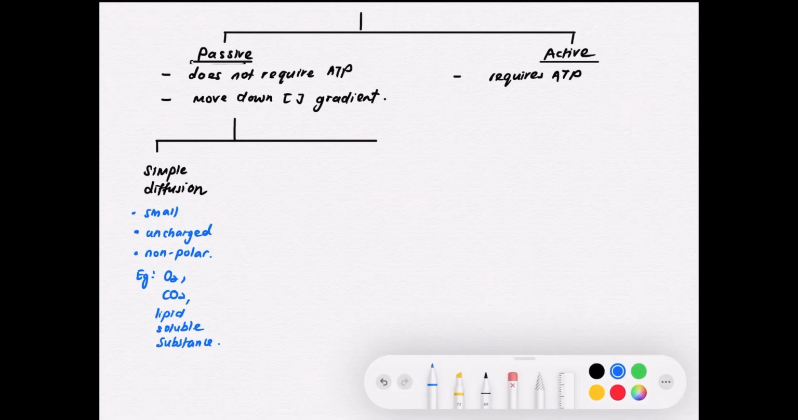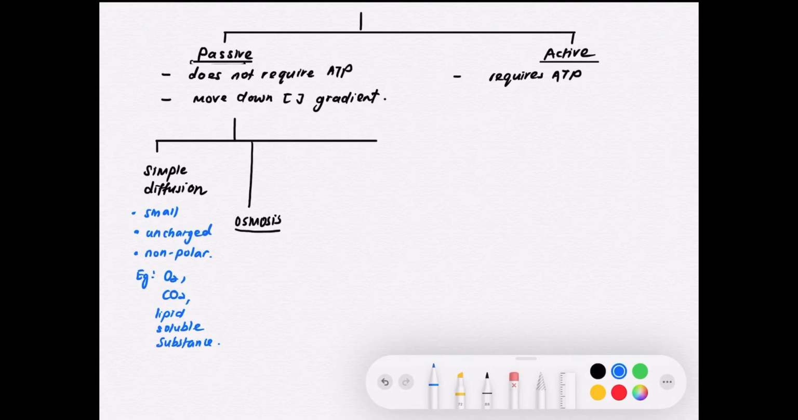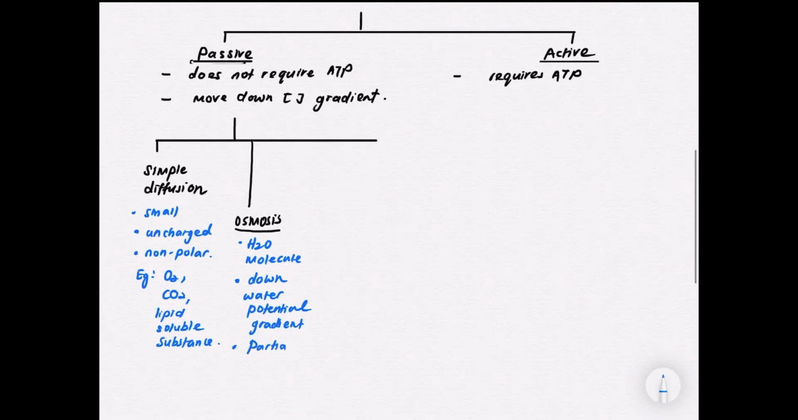Another type of transport, we have osmosis. Osmosis is actually similar to diffusion. It's just that it's exclusively meant for water molecules. And the movement of water molecule is down water potential gradient. We don't use the word concentration. Through a partially permeable membrane.